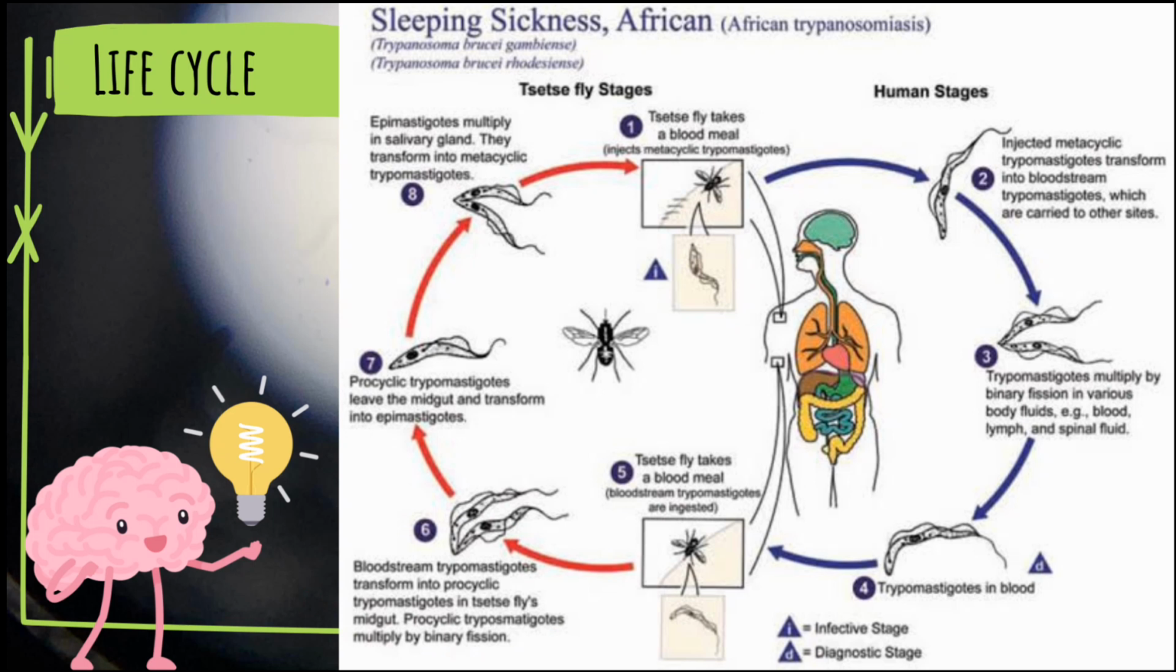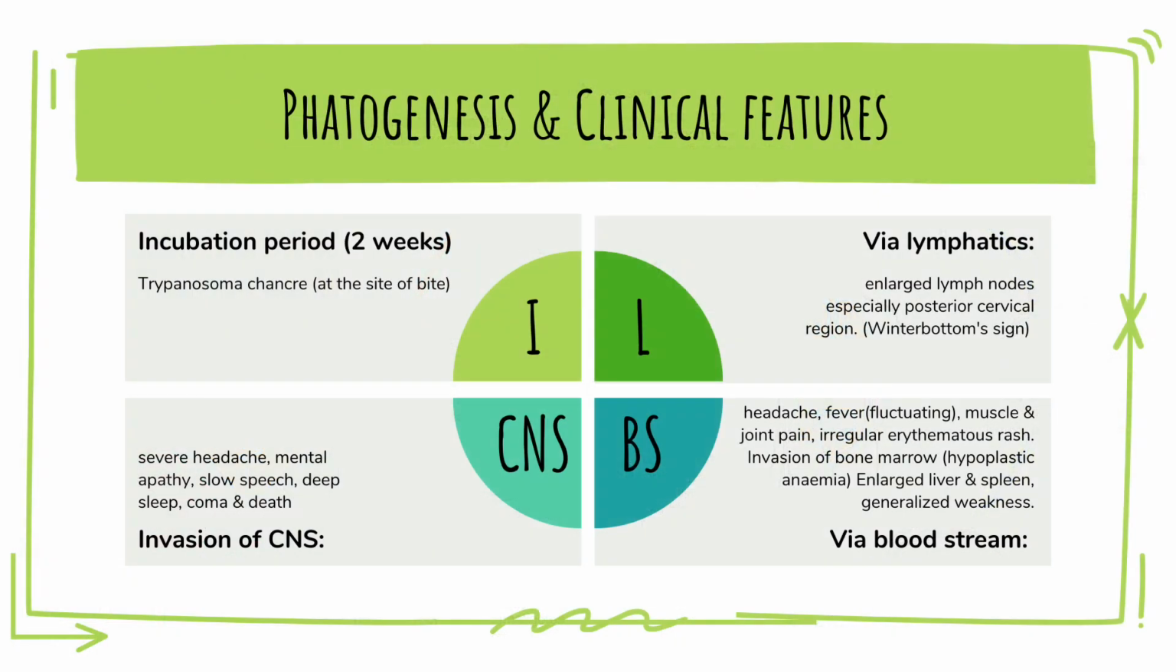And then after that, when the procyclic trypomastigote is done, it transforms into an epimastigote. And then the epimastigote multiplies in the salivary gland, and then the epimastigote transforms into metacyclic trypomastigotes. And then the metacyclic trypomastigotes are the infective stage in the tsetse fly, which is the first stage. And now let's proceed to the pathogenesis and clinical features.